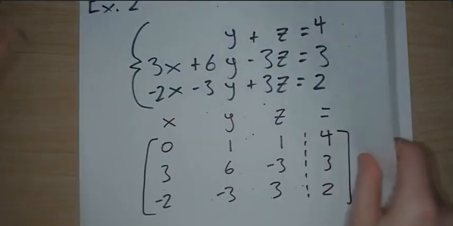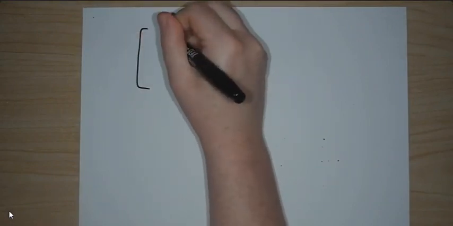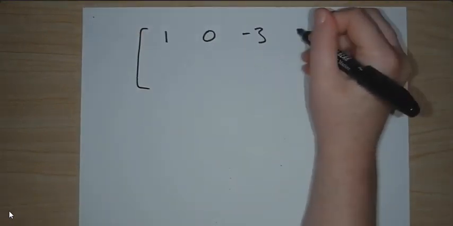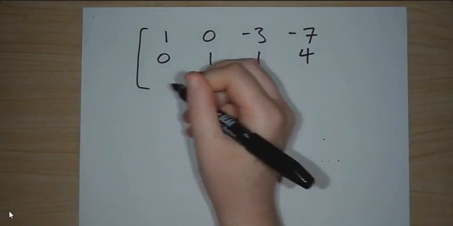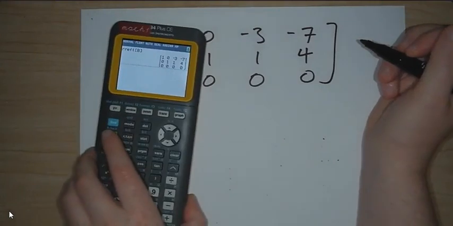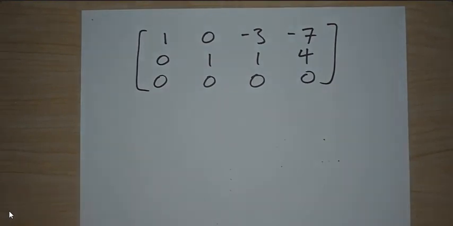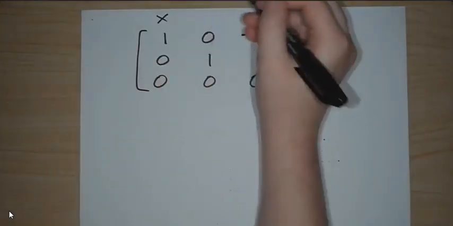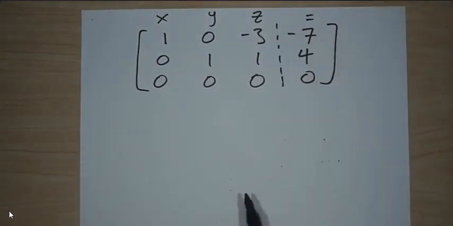So I'm going to write that. Our matrix is 1, 0, negative 3, negative 7; 0, 1, 1, 4; and 0, 0, 0, 0. That was from our calculator from before. Remember that it is in the exact same format as before. This is the x column, this is the y column, this is the z column, and this is the equals column. I'll put a little dotted line there so that we can see that more easily.